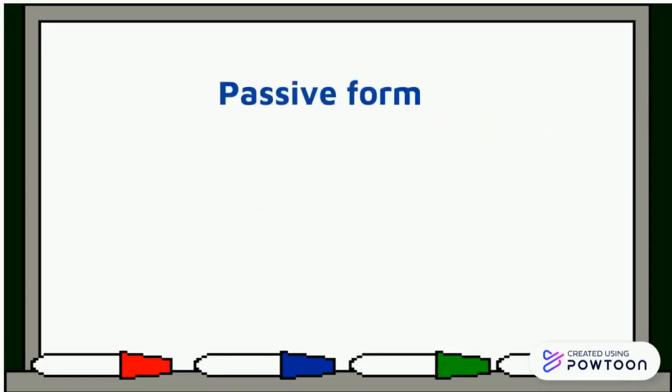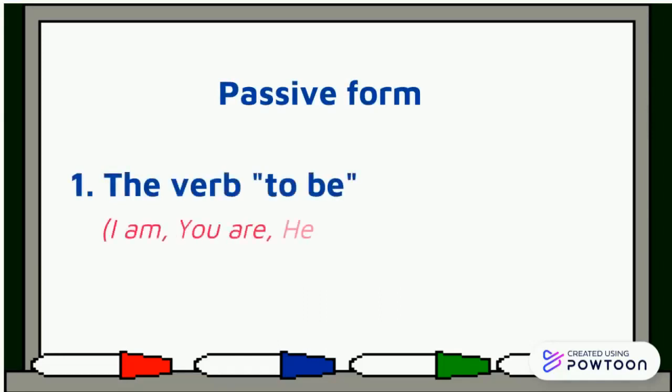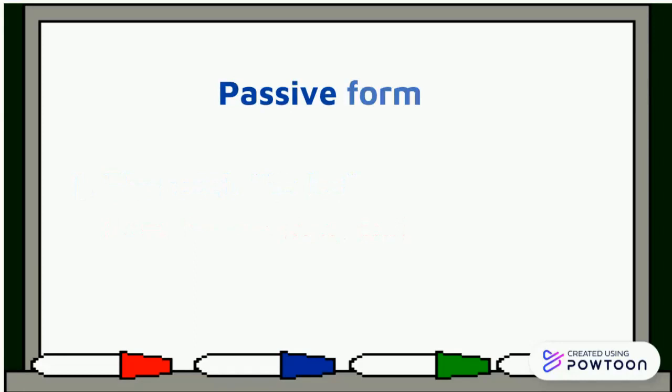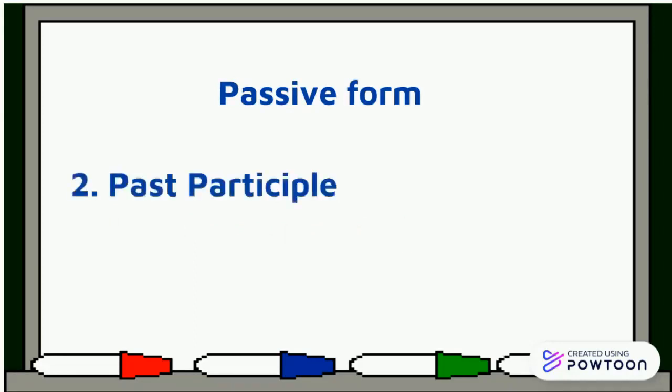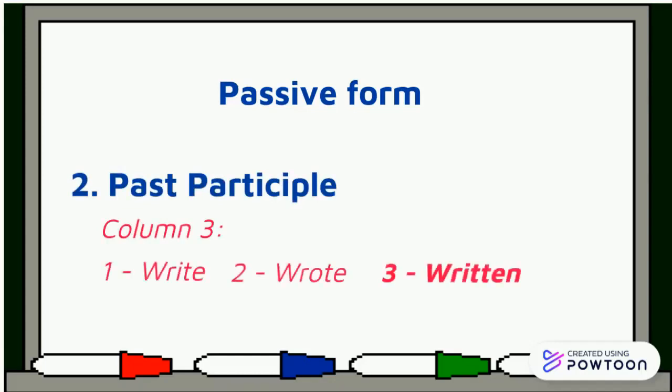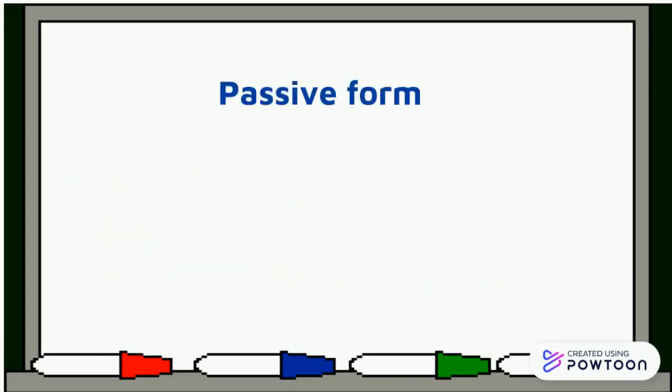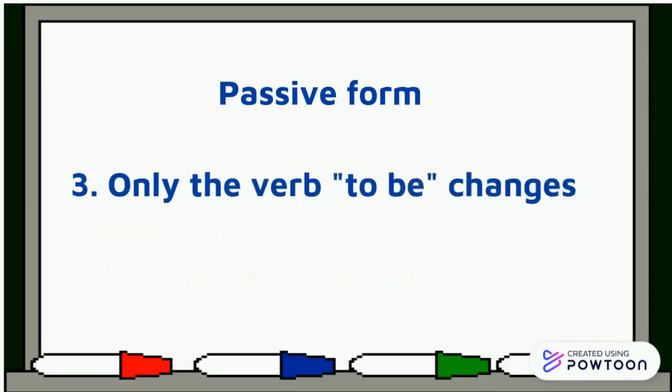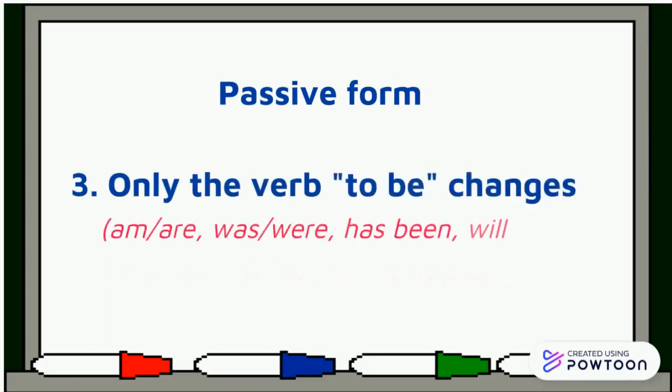So how do we make the passive form? First, we take the verb to be. I am, you are, he is, and so on. We add the past participle, known as column 3 in the verb list: I write, yesterday I wrote, and I have written. That's the one we need. And finally, only the verb to be changes. In other words, am, are can be was or were, or has been, have been, will be, and so on, while the past participle remains the same.